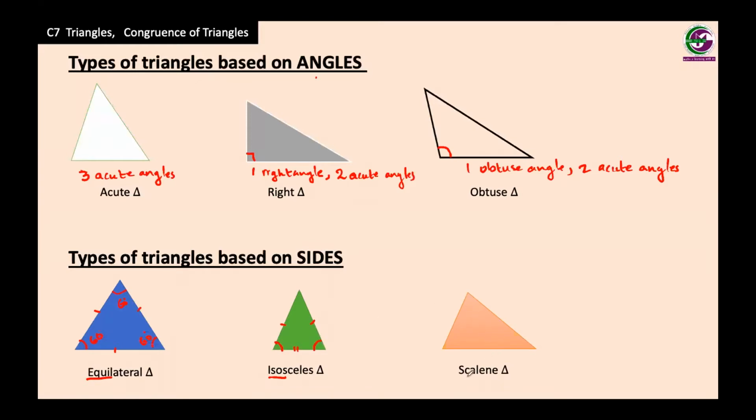Now, scalene triangle, as the word says, to see the measurement of each side, we have to use a scale. Each of the sides will be of different measurement. A scalene triangle has 3 different sides and 3 different angles. Once again, the triangles are classified based on sides. First one, equilateral triangle, all 3 sides are equal. Isosceles triangle, 2 sides are equal. Scalene triangle, no sides are equal.